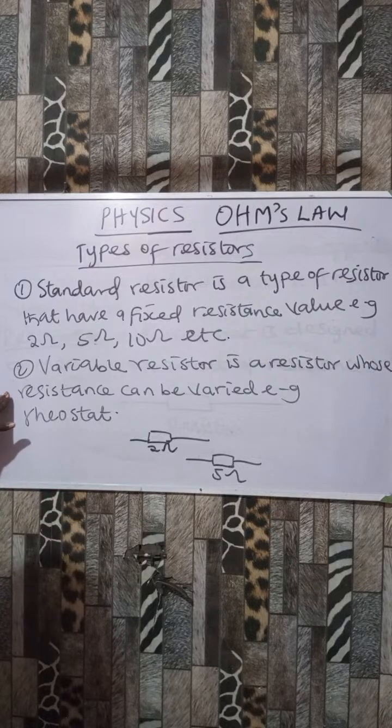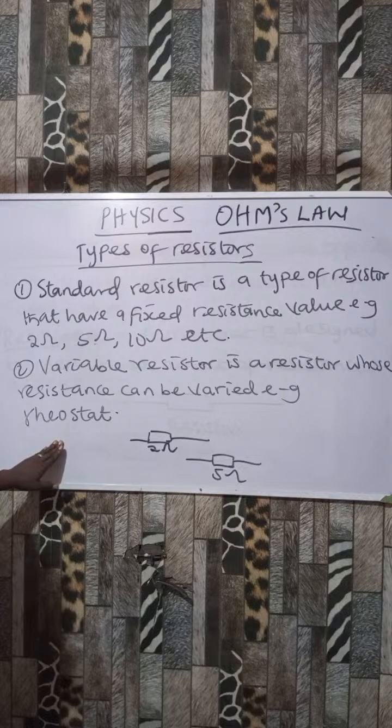So let's go to variable resistor. This is a type of resistor whose resistance can be what? Varied. So example is rheostat. We have different types of resistors there. We can vary it at the same time. So that is classified under variable resistor. Hope you understand.